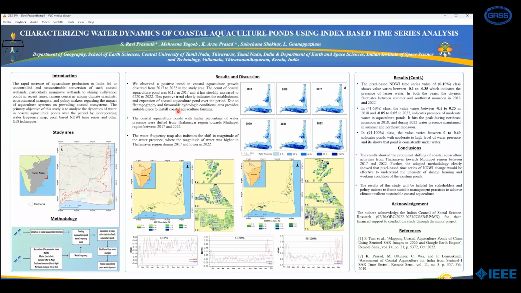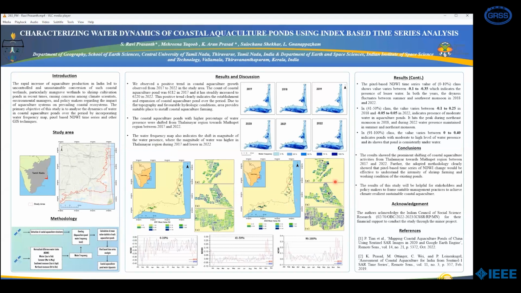Another important result is that the coastal aquaculture ponds with the higher percentage of water presence were shifted from Talina region towards the Muktapet region between 2017 and 22. In these two maps, we can clearly see the shift between both regions. Then the water frequency map also indicates the shift in magnitude of water presence, where the magnitude of water was higher in Talina region in 2017, and it was lower in 2022.